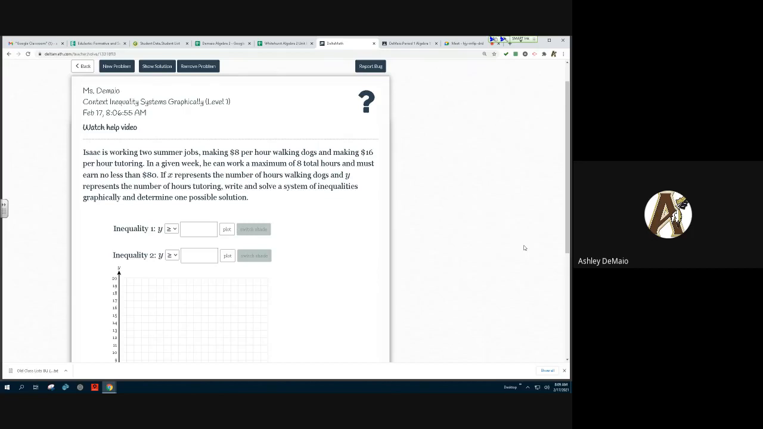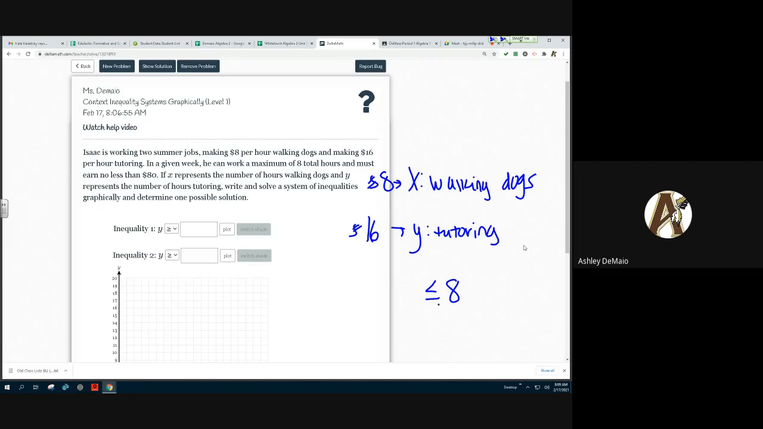So we know that X is walking dogs already. We know that Y is tutoring. We know that he makes $8 per hour walking dogs. And when he tutors, he makes $16 per hour. Okay. He can work a maximum of 8 total hours, so less than or equal to 8, and must earn no less than, so $80. He needs to make more than $80, at least $80.